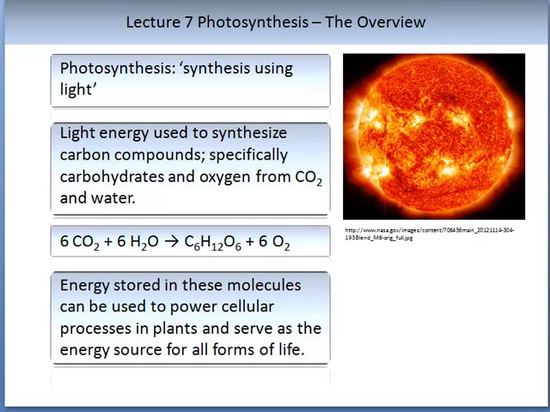The formula on the screen gives you information about how many molecules of each component are required to make up one molecule of glucose. The byproduct of this reaction is oxygen. 6 molecules of oxygen are released. This is where humans get their oxygen to breathe. So 6 molecules of carbon dioxide plus 6 molecules of water produces 1 molecule of glucose and releases 6 molecules of oxygen into the air.